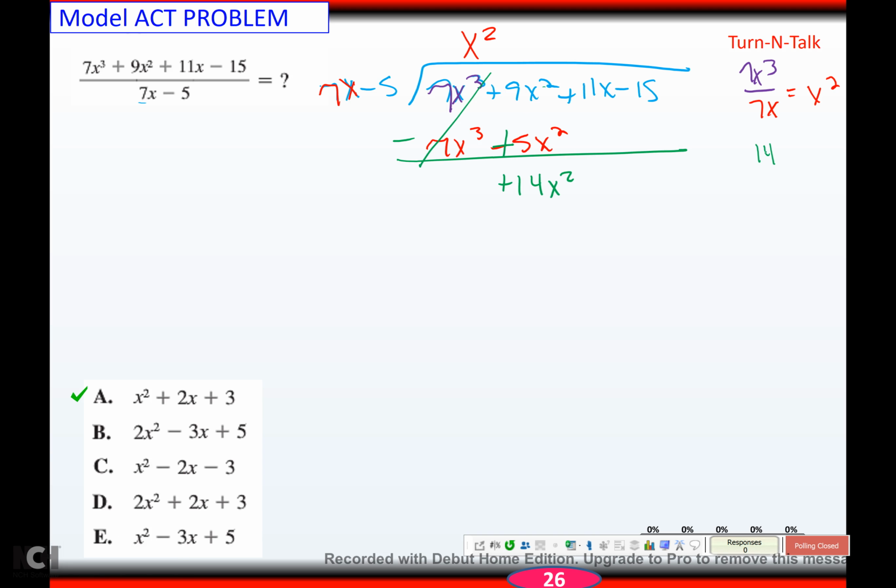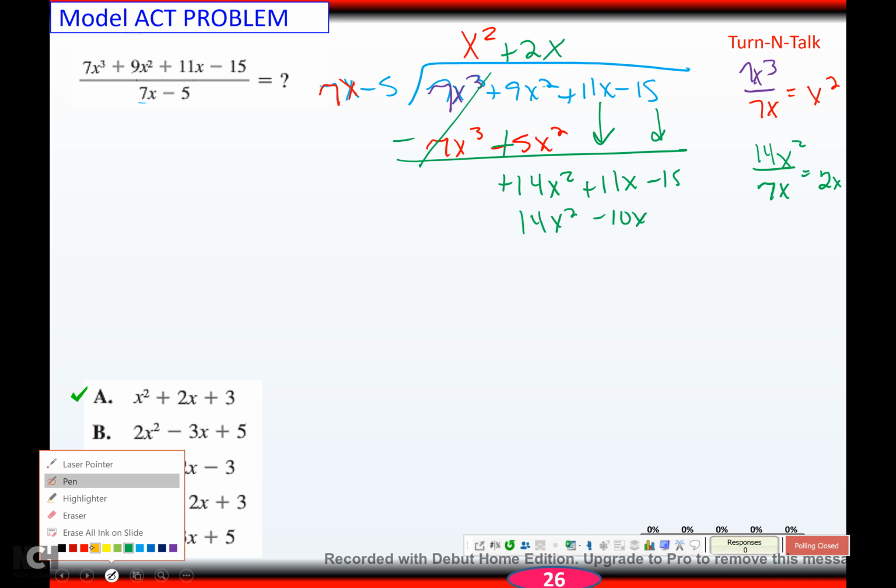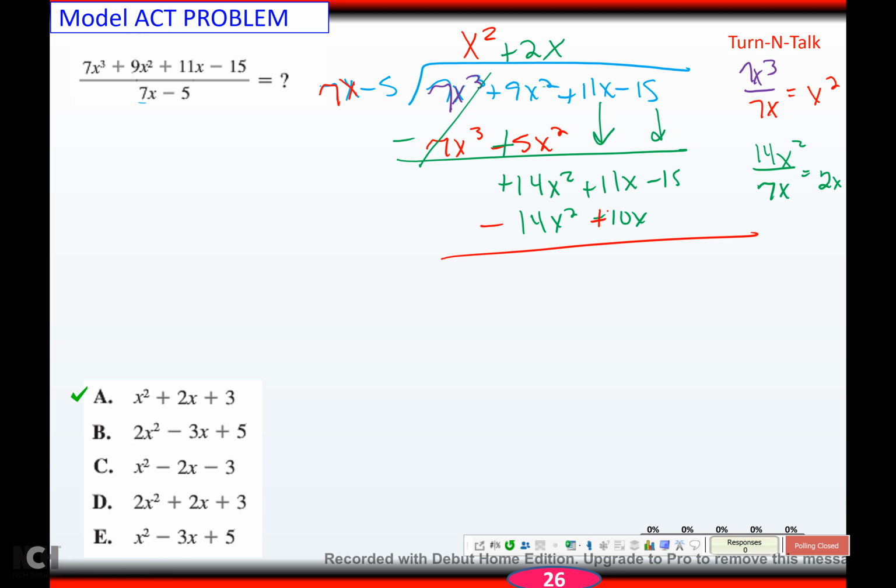And we're going back to the alley and bring everything else down. Positive 11x, negative 15. Go back to the alley with your new gang leader and your detective 7x. Divide it out. It's not 14 squared either, or 14x squared. 14x squared divided by 7x would be 2x. So up and multiply down. 2x times 7x is 14x squared. 2x times negative 5 is negative 10x. But I have to draw the line and change the signs.